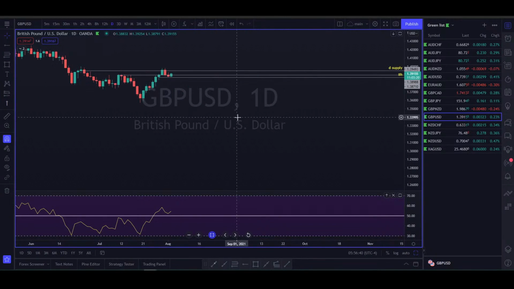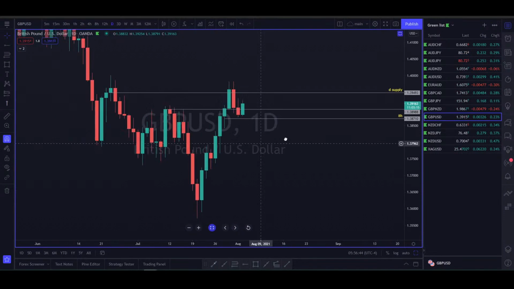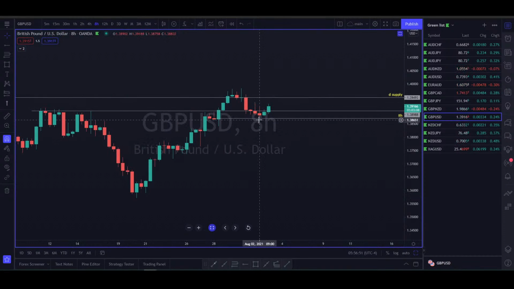Pound dollar is looking decent. So we were watching this and that little Forex Weekly Outlook or brief. What I was looking for is a hold of that 8-hour support zone. There it is. That's your hold right there. Beautiful, beautiful. And you're seeing bullish continuation.